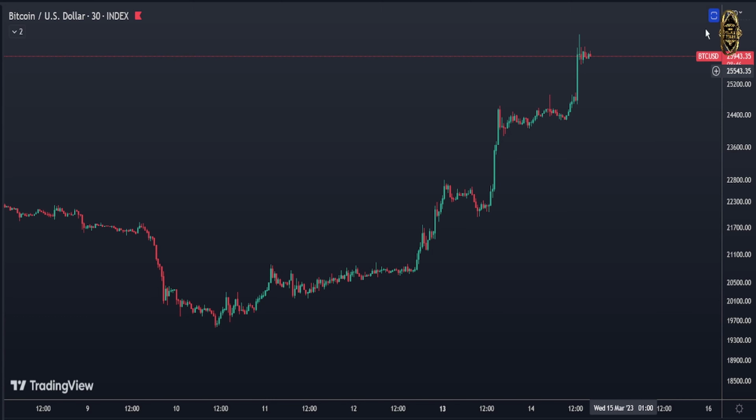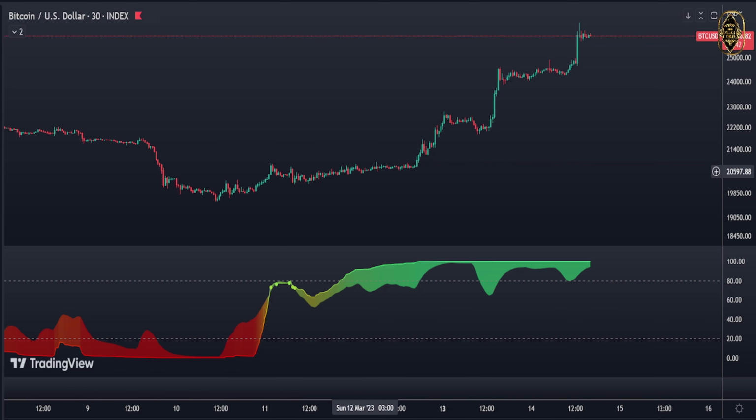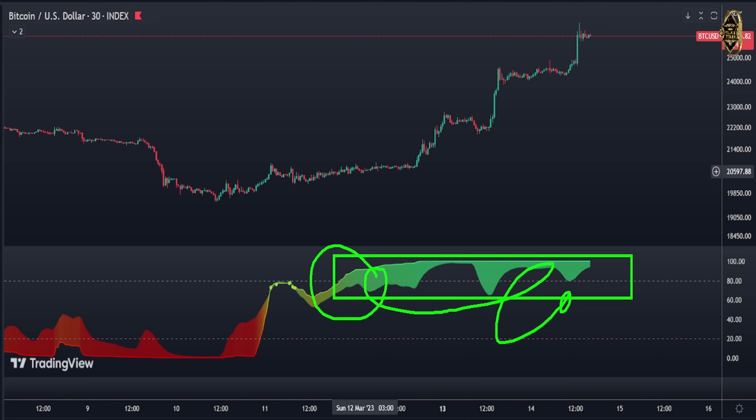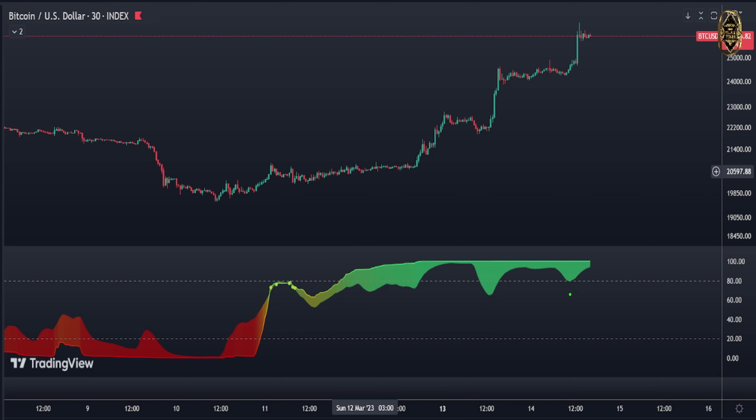Let's see our indicator, what it's saying here in 30 minutes. Our indicator, as you see, is here in the overbought area for long, guys. That's why we don't follow indicators, because most of the time they just give you false signals. You need to remember those things.